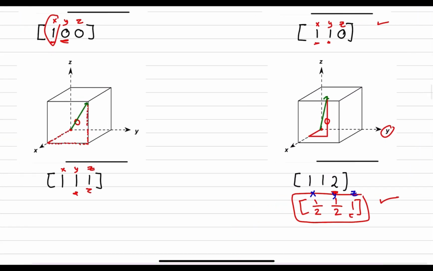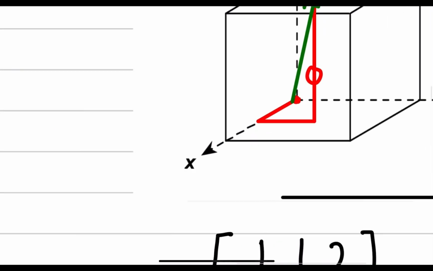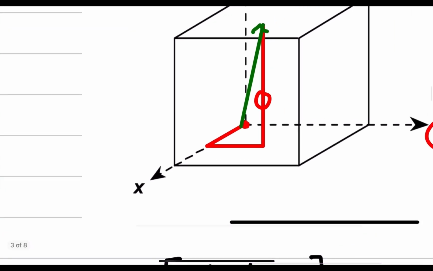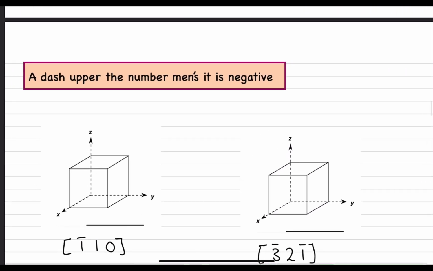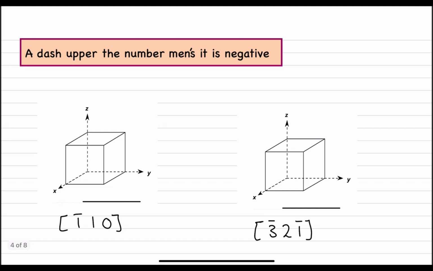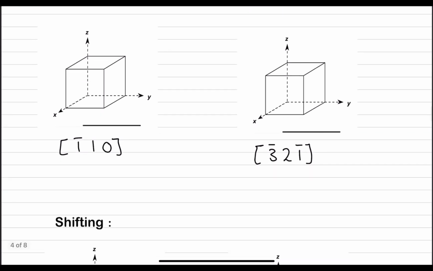And this is the final answer. We didn't need to draw these lines, but I drew them just to clarify. The final answer is only this green arrow. A dash over a number means it is negative. So here, this dash over any number means it is negative. And if we have any negative number, that means the origin is not here.